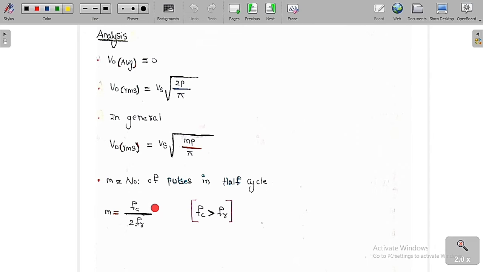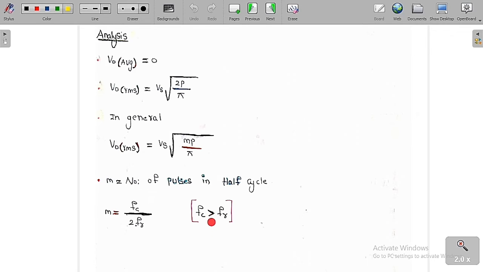In the half cycle, the number of pulses we are going to get in the output voltage is given by the expression fc by 2fr, where fc is the frequency of the carrier signal and fr is the frequency of the reference signal. So fc will always be greater than fr. Only then are we going to get multiple pulses. Otherwise we are going to get only a single pulse.